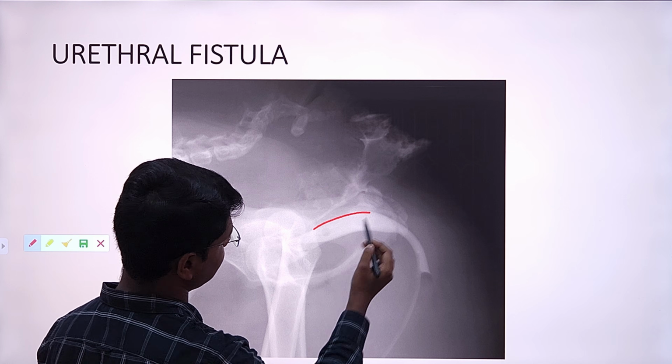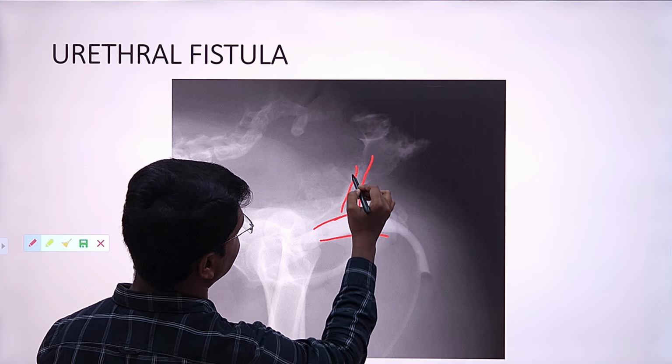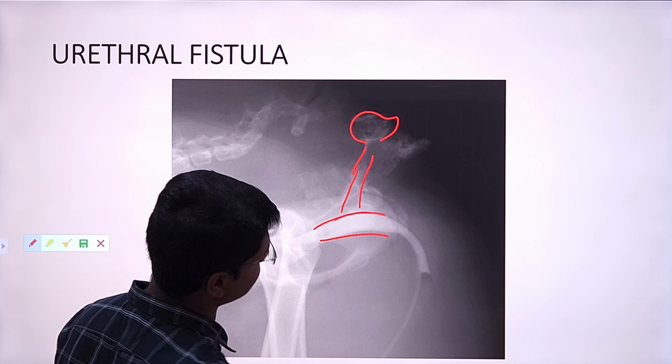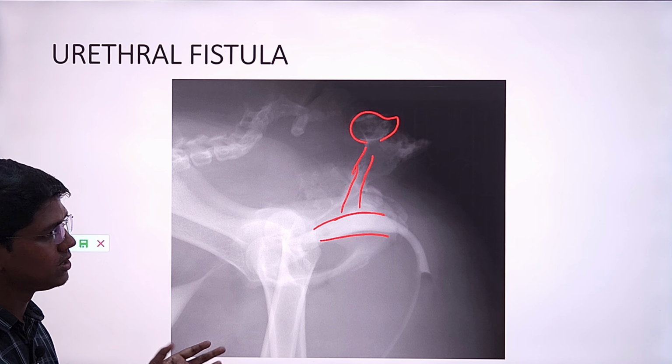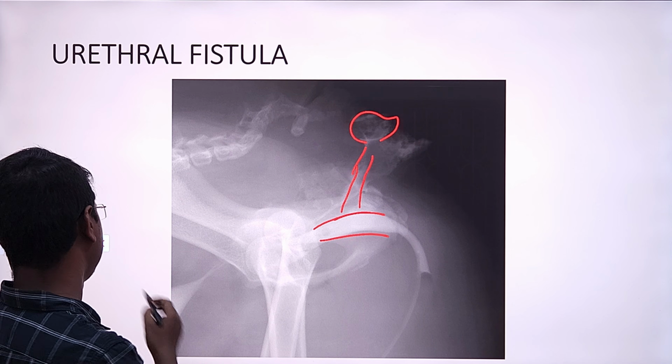Next, urethral fistula, which is also a part of urethral leakage. Here this is the urethra and there is leakage into the anus. This part which comes outside is the anus. So there is a fistula, which may be congenital or acquired.